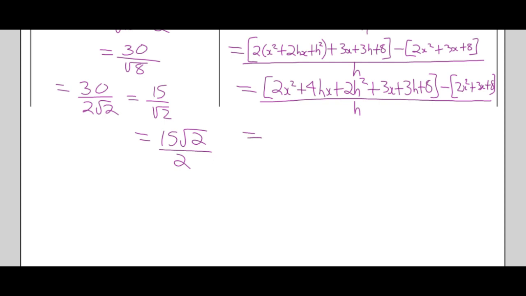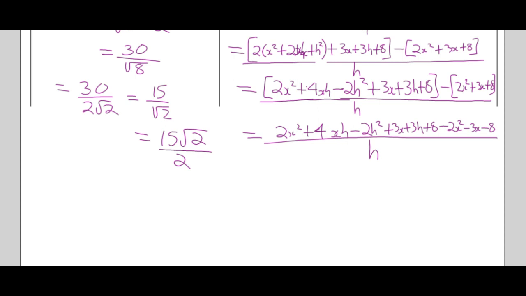Okay, let's combine all this, right? So what do you got? 2x squared. I changed my mind, I want to go xh instead of hx. Minus 2h squared plus 3x plus 3h plus 8 minus 2x squared minus 3x minus 8 over h.